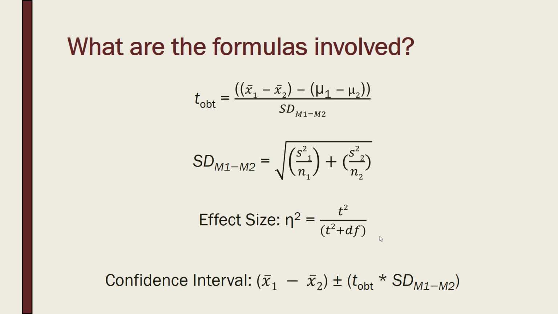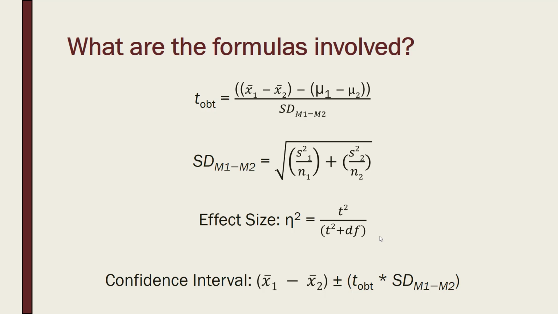The last formula that you need to know is the confidence interval. This formula, similar to what we saw before, gives us the confidence interval of the difference. We take the difference between the mean for group 1 and the mean for group 2, and then for the upper limit, we add t obtained times the standard error of the mean, and for the lower limit, we subtract t obtained times the standard error of the mean.